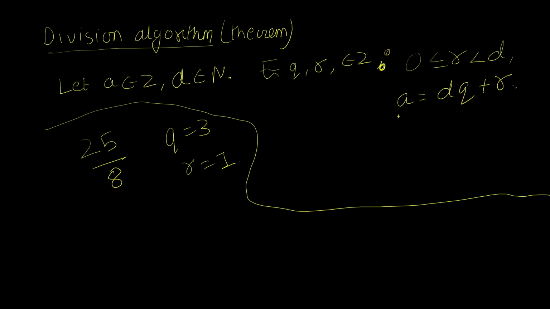So I think it's easy to work backwards. I want to express this first. What I'm doing here is writing 25 equals the divisor 8 times 3 plus 1, okay? So I'm just writing this.